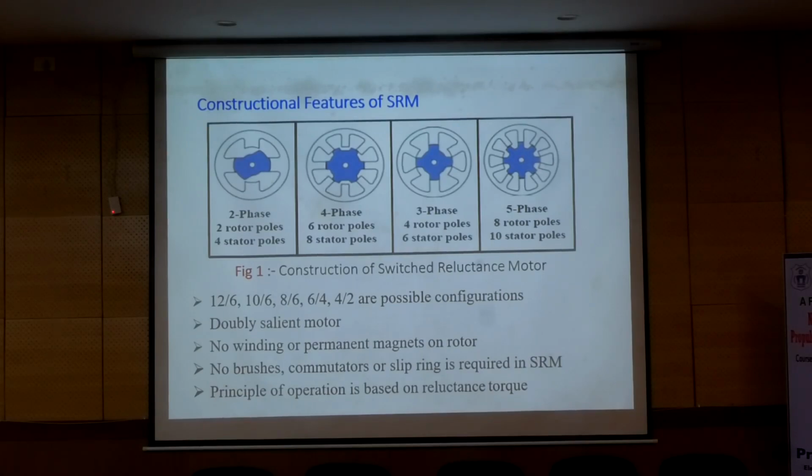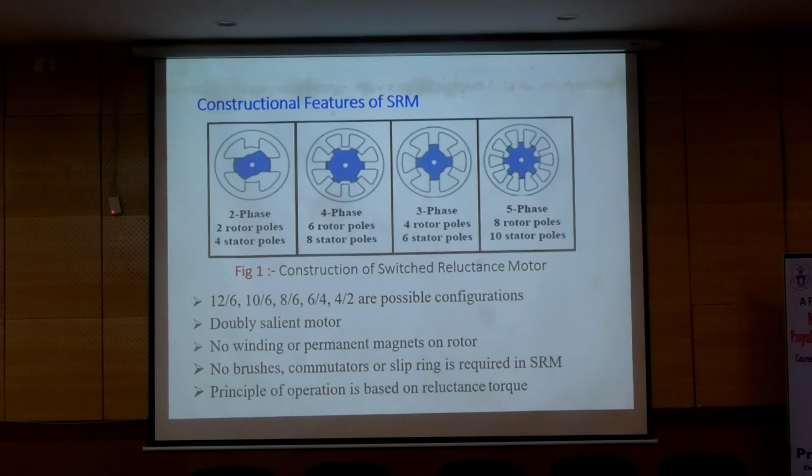And also, as I mentioned, it is a doubly salient motor, because both the stator and the rotor poles are salient in nature, and there is no winding or permanent magnet on the rotor, because that is the best part and the advantage of the SRM machine. And like our DC machines, this SRM doesn't have any brushes or commutators, because the commutation is now done with the help of our power electronic actuators only.